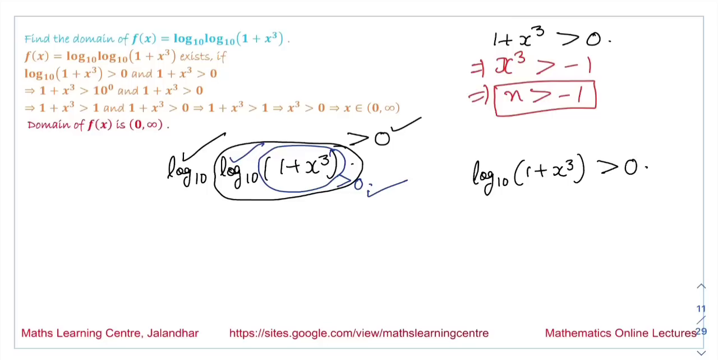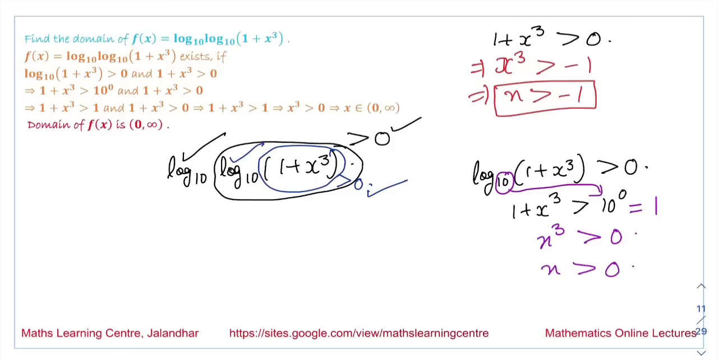From the second part, we are saying this term should be greater than 0. So this gives us that 1 plus x cube should be greater than 10 raised to the power 0, because 10 is the base over here and this becomes the exponential. So 1 plus x cube is greater than 1. So we get x cube is greater than 0. So this gives us x is greater than 0.